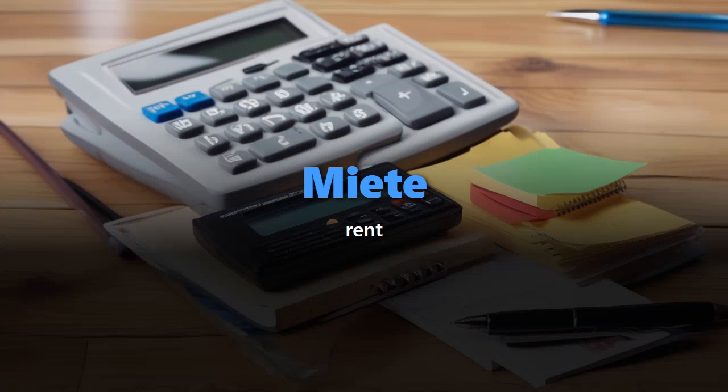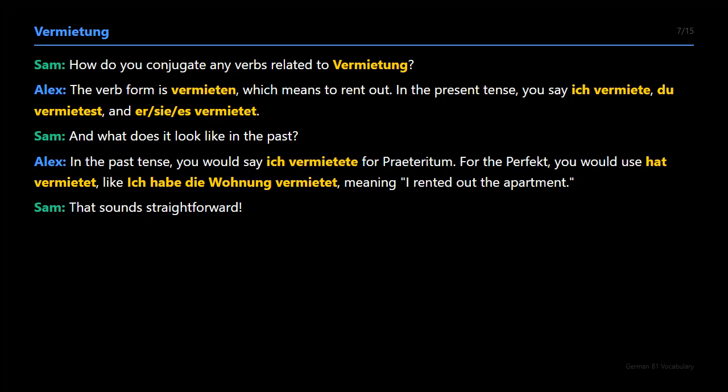How do you conjugate any verbs related to Vermietung? The verb form is Vermieten, which means to rent out. In the present tense, you say, Ich vermiete, Du vermietest, and Sie, es vermietet.